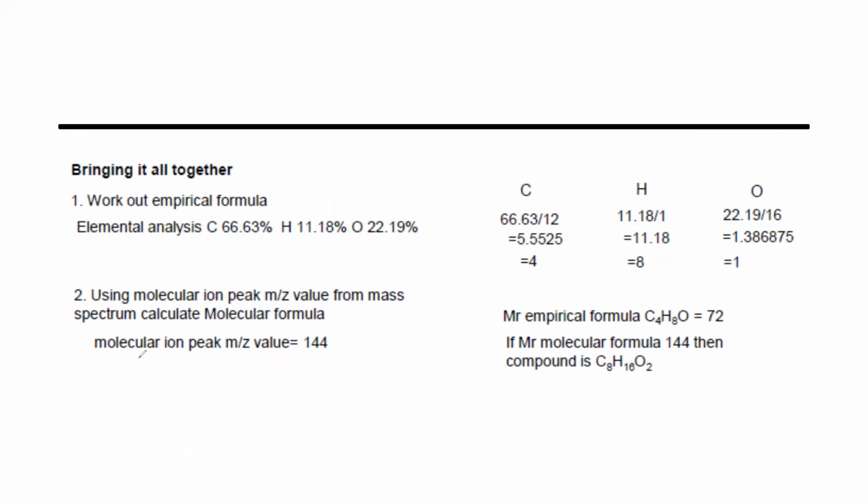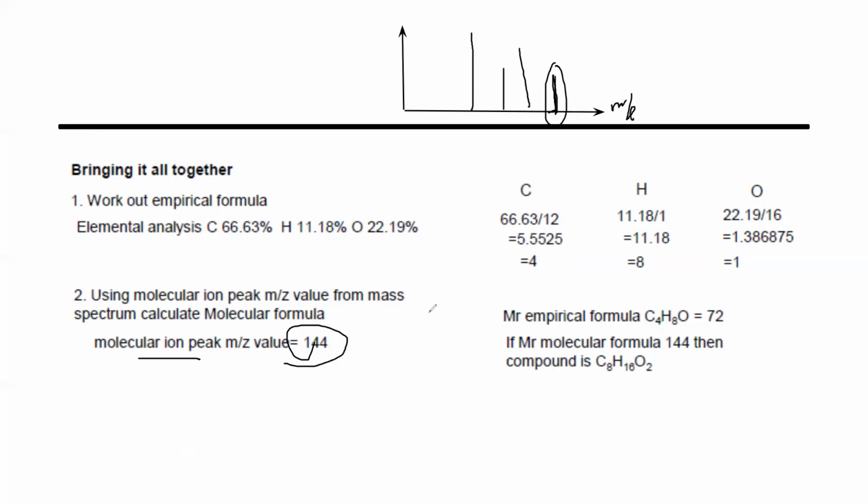In the mass spectrometer, on the x-axis you have mass to charge ratio, and on the y-axis you have percentage abundance. The one giving you the highest value for mass to charge ratio is the molecular ion peak. The one with the highest intensity is called the base peak, but the highest mass to charge is called the molecular ion peak.